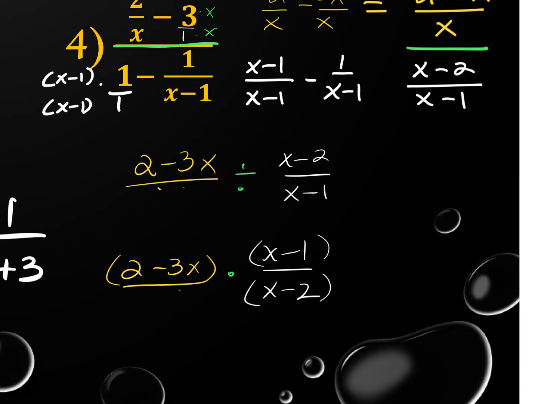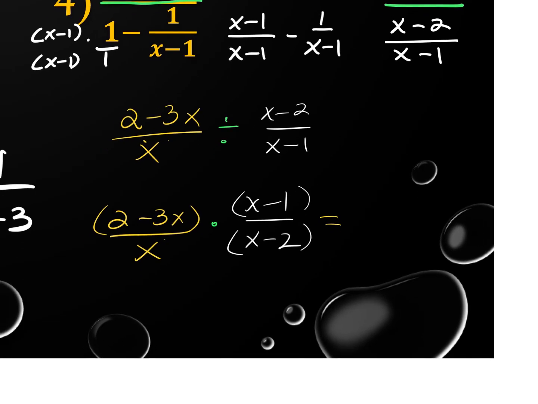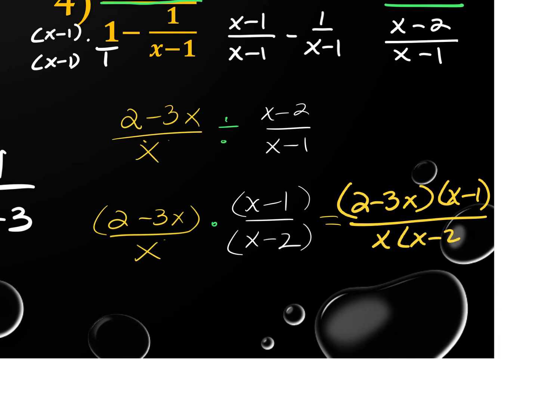Fix that better. All right, thank you. Good catch. All right, so this is an x. Now, nothing simplifies here because remember, the x minus 1 and the x minus 2 are attached. In order to get something to cancel, it needs to look identical. So my final answer here is going to be 2 minus 3x times x minus 1 over x times x minus 2. And you're done.